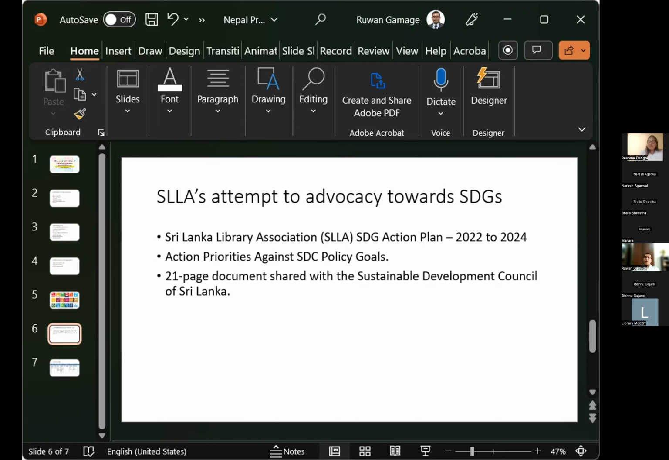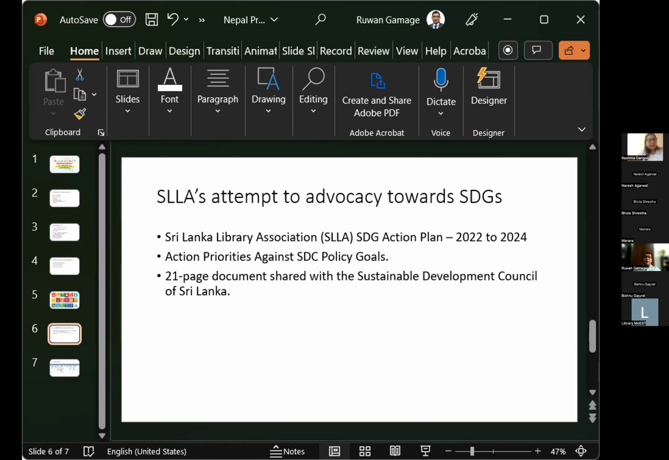And after a lot of meetings, we prepared an action plan for the association, the 2022-2024 action plan. And I don't say that from 2022 to 2023, we have achieved all our goals. No, we haven't achieved the goals because of various difficulties, and therefore now the Sri Lanka Library Association is trying to revise it and present a new action plan and work.